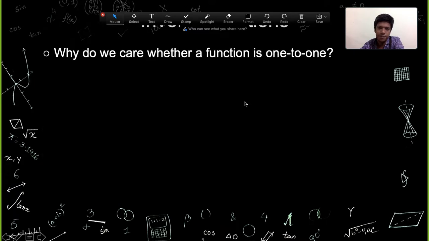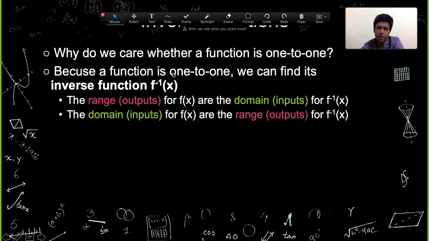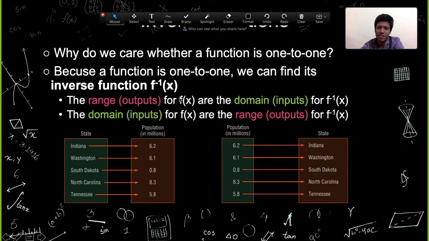Okay. Why do we care whether a function is one-to-one or not? Here you go. Because if a function is one-to-one, we can find the inverse of this function. Inverse of the function, what does it mean? What does it do? See, the domain of a one-to-one function becomes the range of the inverse of that function. We can easily find the inverse function if we know it is a one-to-one function.